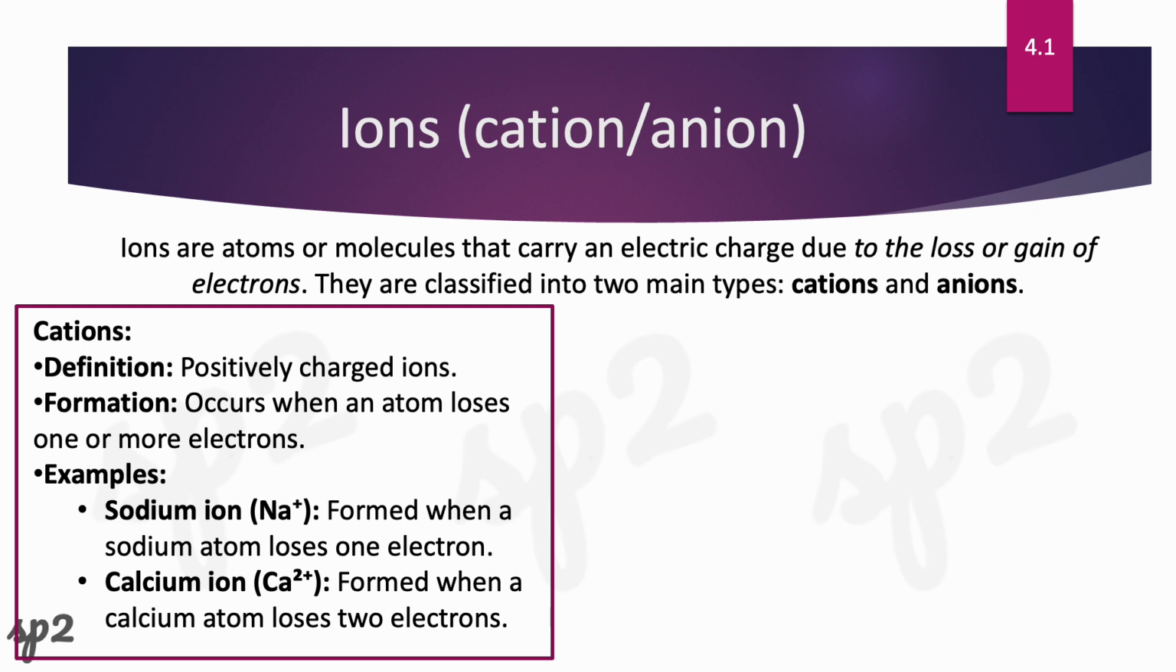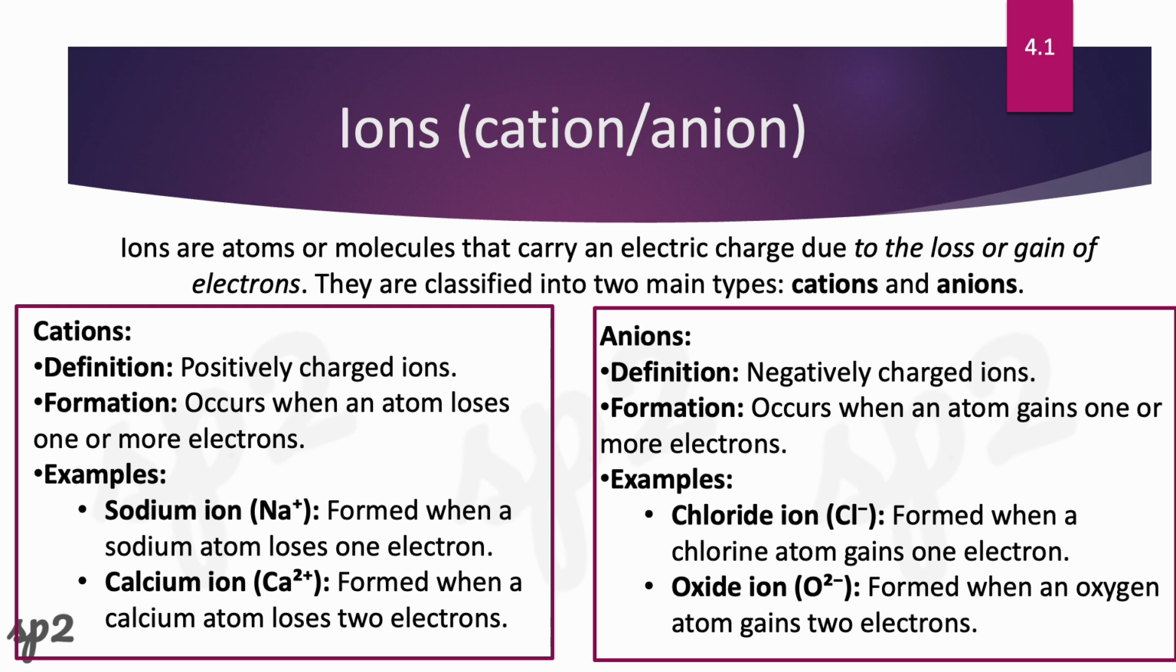Another example is calcium ion, where we have Ca and then 2+, which represents the charge, meaning that the calcium atom here lost 2 electrons. Now, for the anions, they are by definition the negatively charged species. And if you think about how they form, they must gain electrons.